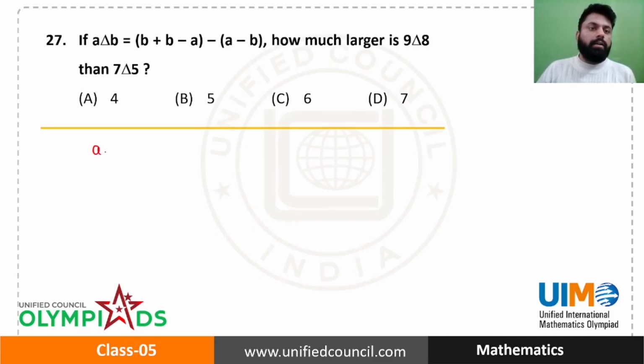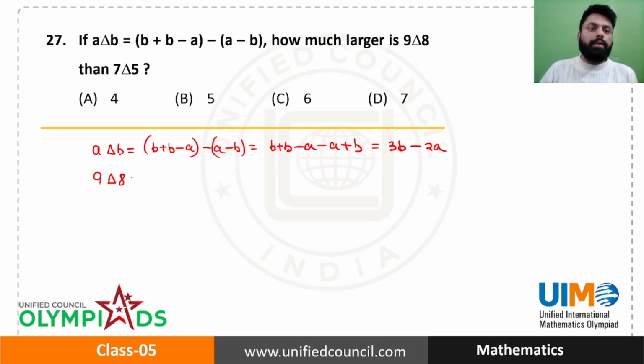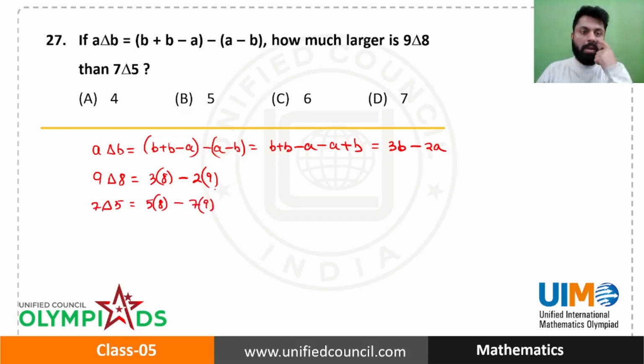If A triangle B is equal to B plus B minus A minus A minus B. This is B plus B minus A minus A plus B. This is equal to 3B minus 2A. Then 9 triangle 8 will be equal to 3 multiplied by 8 minus 2 multiplied by 9, and 7 triangle 5 will be equal to 5 multiplied by 8 minus 7 multiplied by 9. Sorry, 2 multiplied by 7.